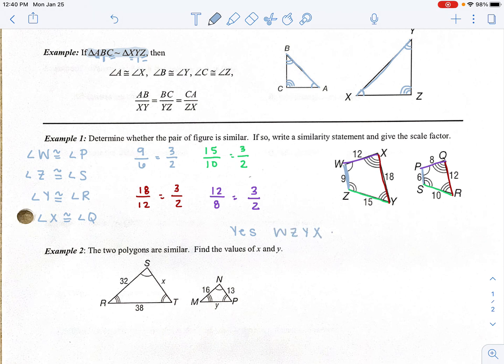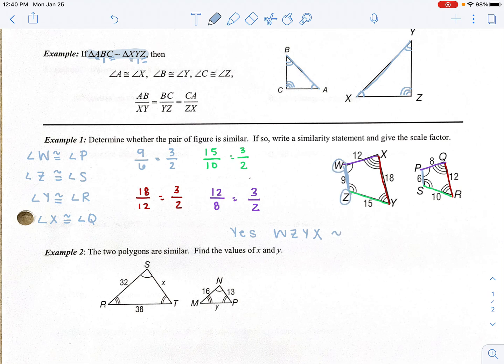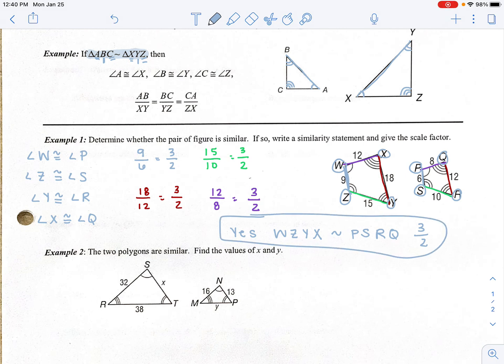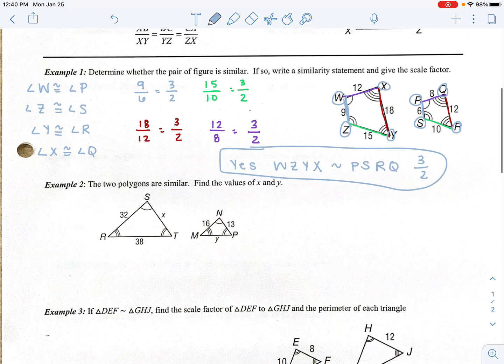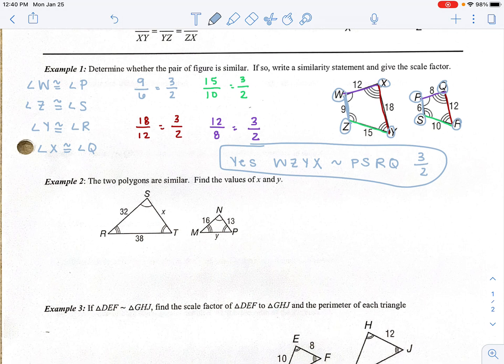I'm going to name the first one WZYX is similar to, and name it in the same way. So if I do WZYX, I have to name it PSRQ. PSRQ. And the scale factor would be 3/2, that proportion we just made there. And that would be my final answer. That's one type of problem.